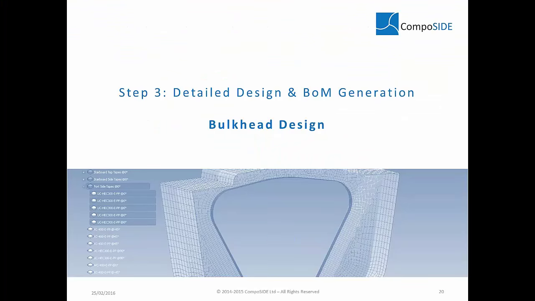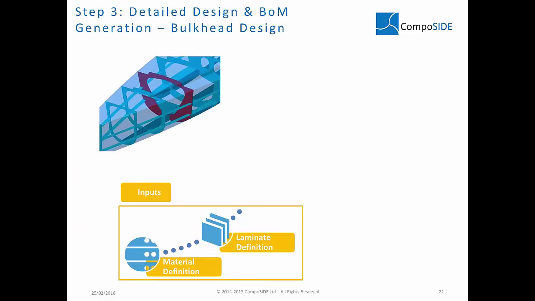Okay, so this is more detailed design. This again goes with the bill of materials generation. We can generate a bill of materials automatically from our design. For this example, we've taken a bulkhead. So as usual, we have our materials, our laminates already defined. We then import the geometry.